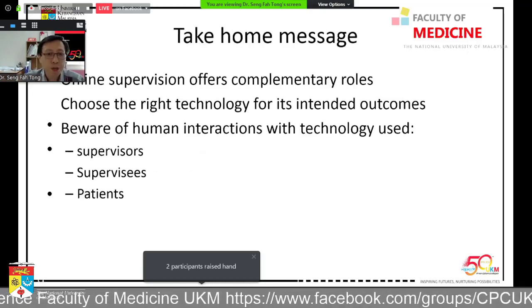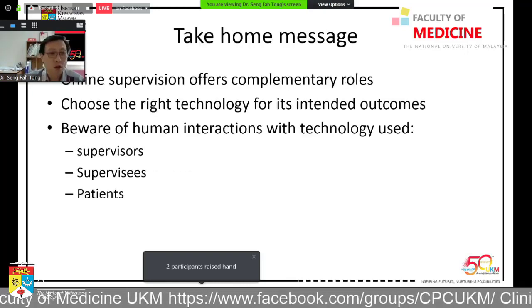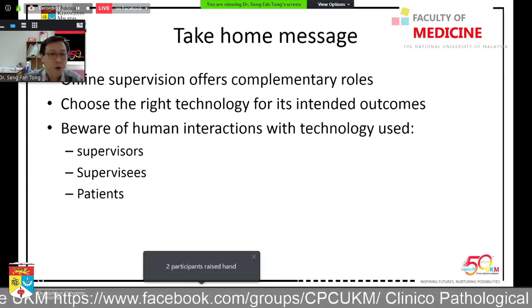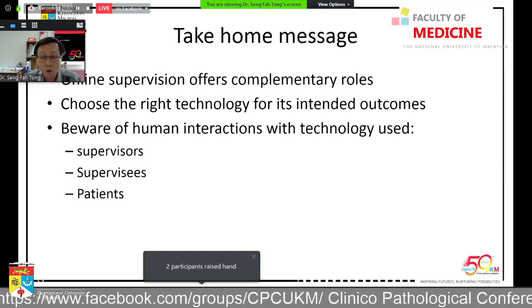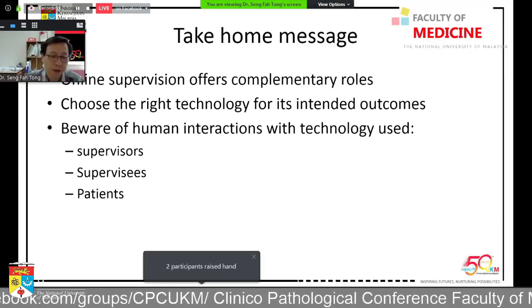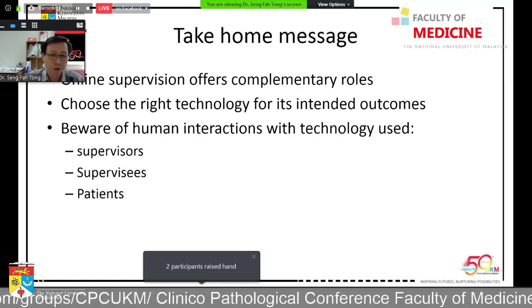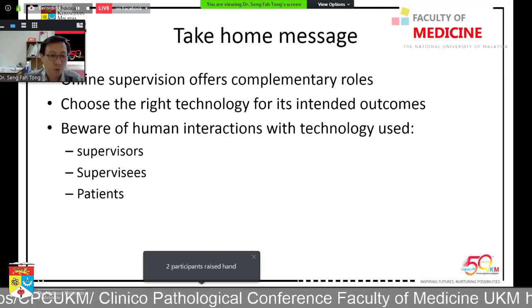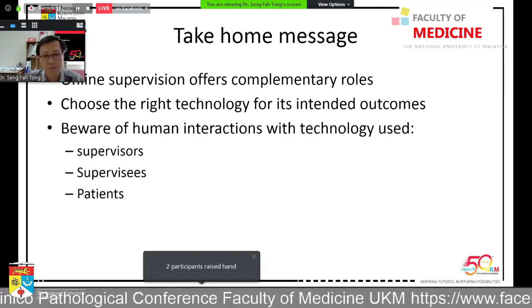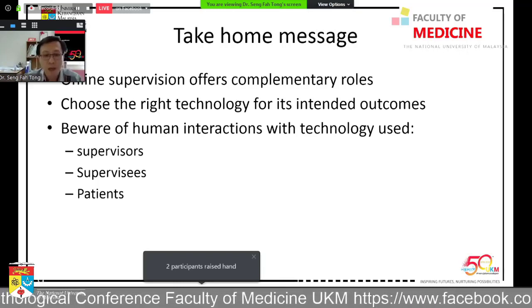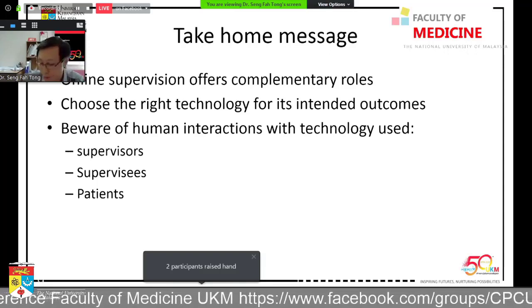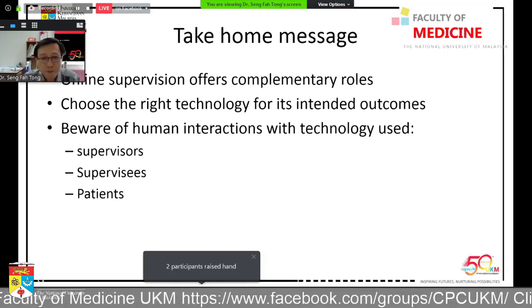Okay, my take-home message. Online supervision offers a complementary role, not replacing it, as Prof. Ismail talked about. So choose the right technology for its intended outcome. Often the outcome drives what we can do with online, so we have to be clear on that for ourselves. And the last bit, of course, beware of human interactions with technology use: supervisors, supervisees, as well as patients. We are talking about professionalism that cannot be replaced by AI. It's something that we need to work on, right? So it's a complementary role. With that, I end my sharing session, Prof. Zaliha.